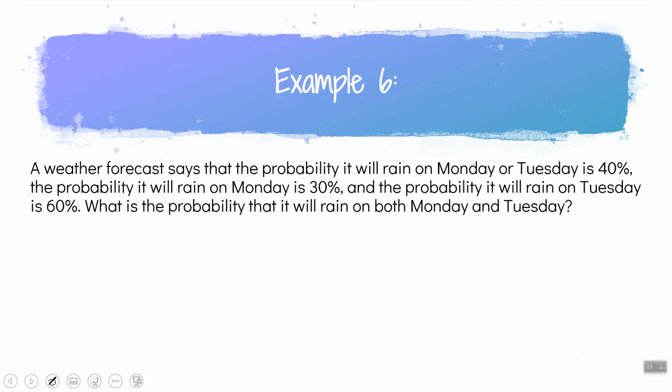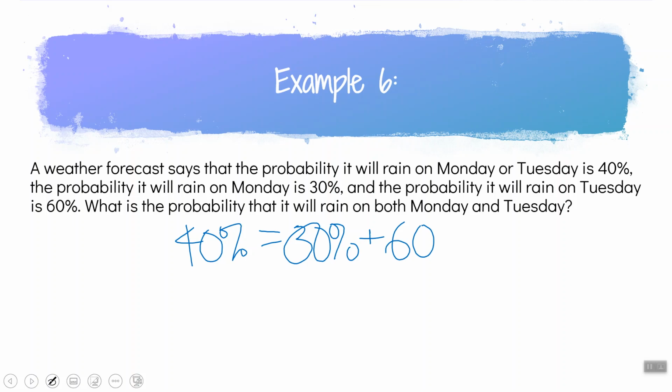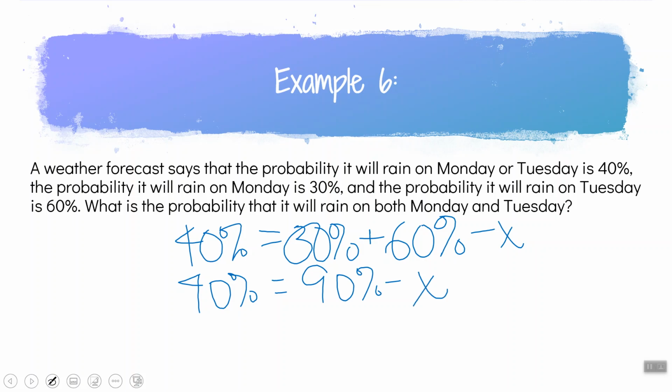A weather forecast says that the probability it will rain on Monday or Tuesday is 40%. So that's your or. The probability that it will rain on Monday is 30. The probability that it will rain on Tuesday is 60. What's the probability that it rains at both? Now we're doing equation work. So what we're really saying is 90% minus what gives you 40%? 50%. So the odds it's going to rain both days are 50-50. Things aren't looking good for going outside.